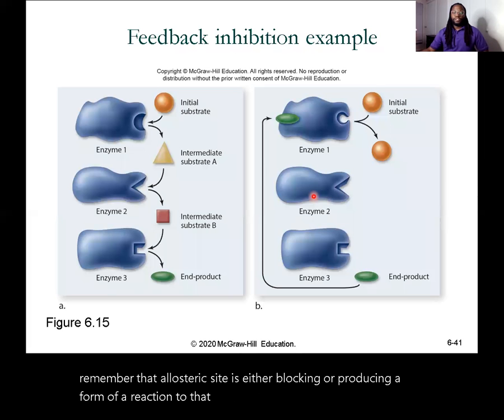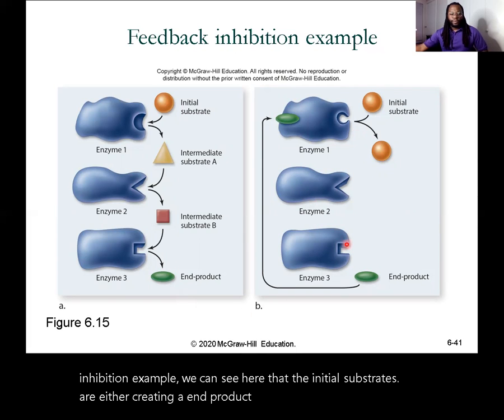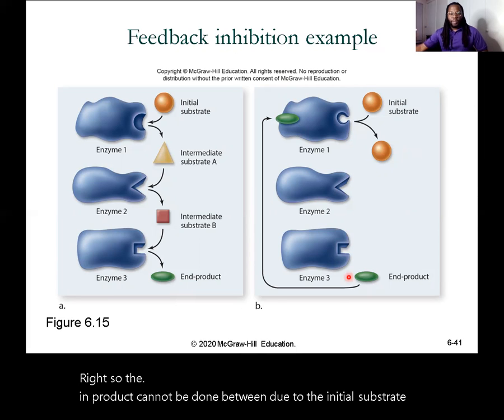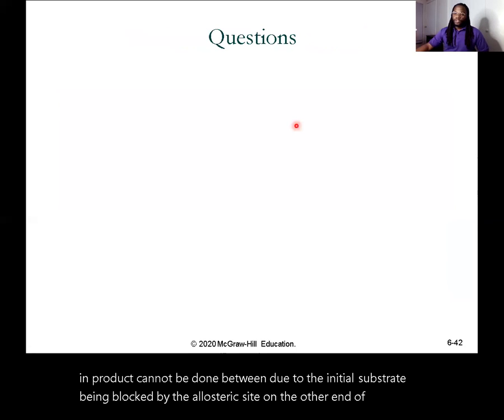And with the feedback inhibition example, we can see here the initial substrates and the end product here, right? So the end product can then bind to the allosteric site on the other end of that enzyme.